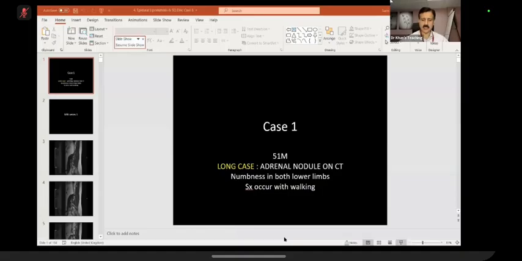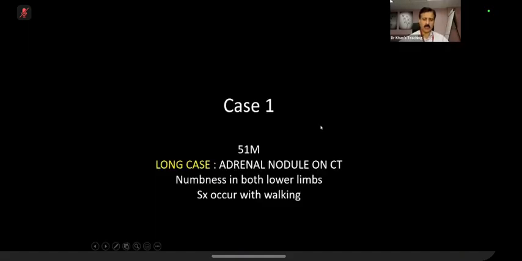Very interesting case. This is a long case for you. In the long case, just consider, can you see this case 1 long case written? Okay, this is a long case. On this long case, there was an adrenal nodule, right? With that, the examiner has given you this MR, and the clinical is that the patient has numbness in both lower limbs which occurs with walking. Some typo here, but just a bit of walking, and the patient is having a lot of problems. Over to you.